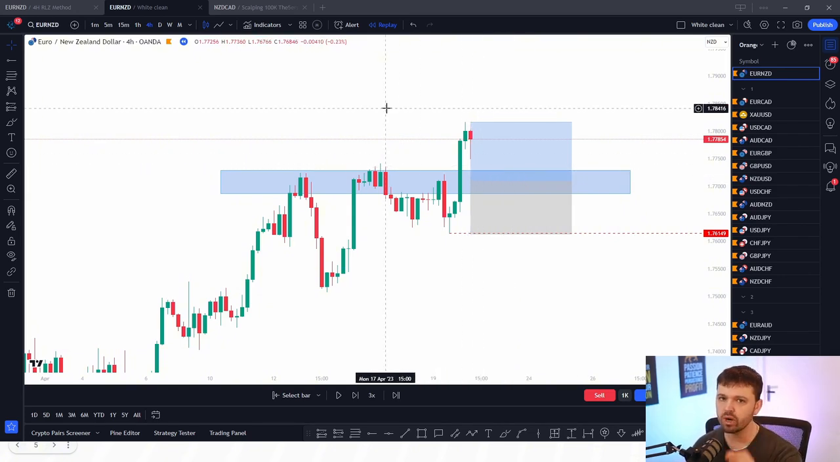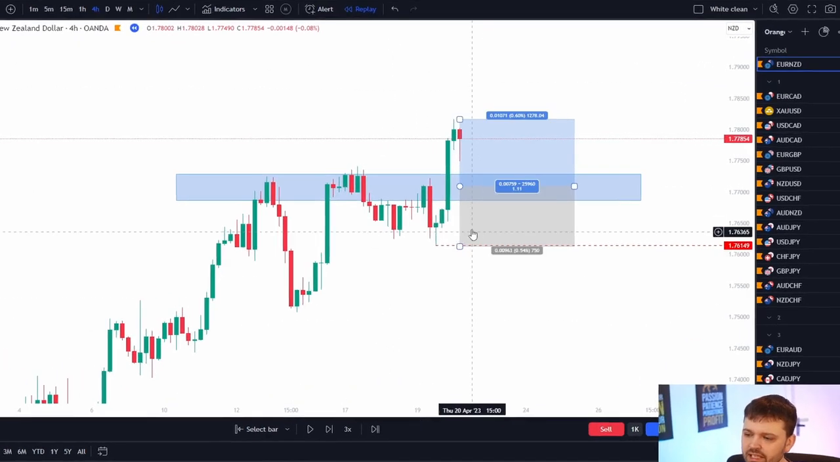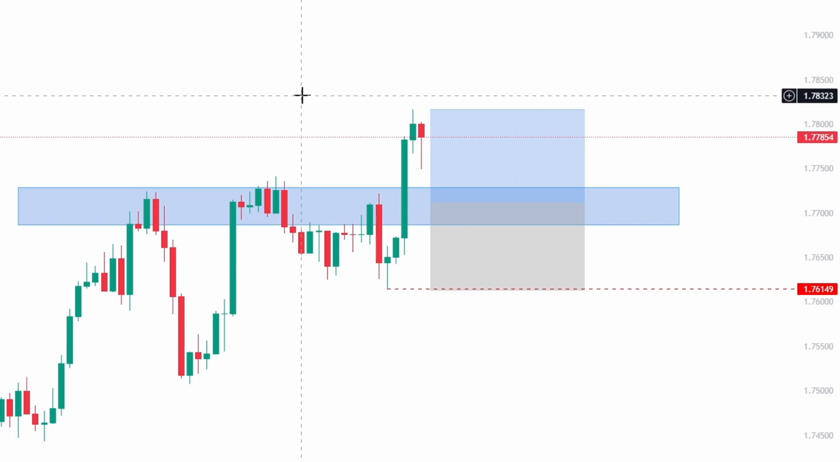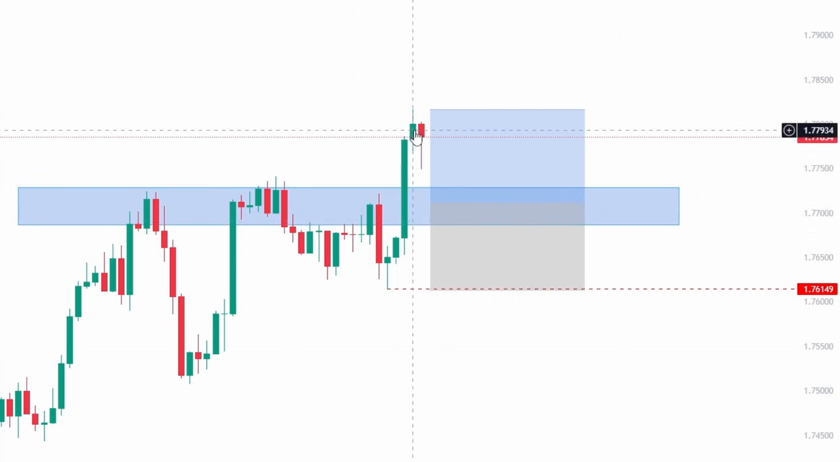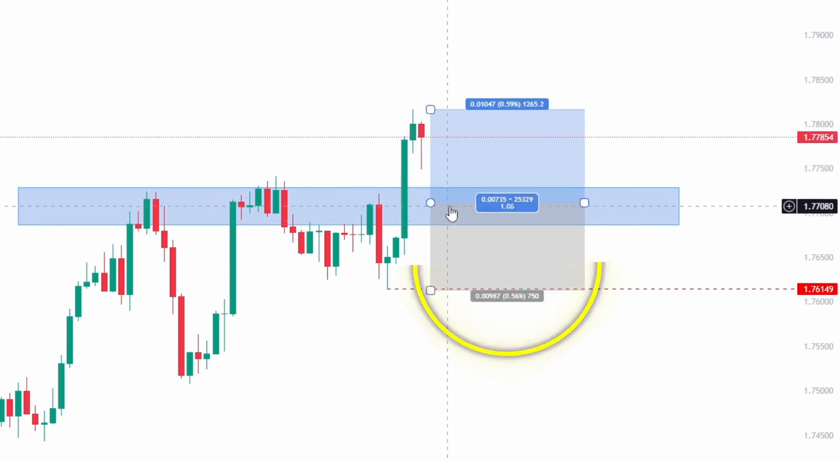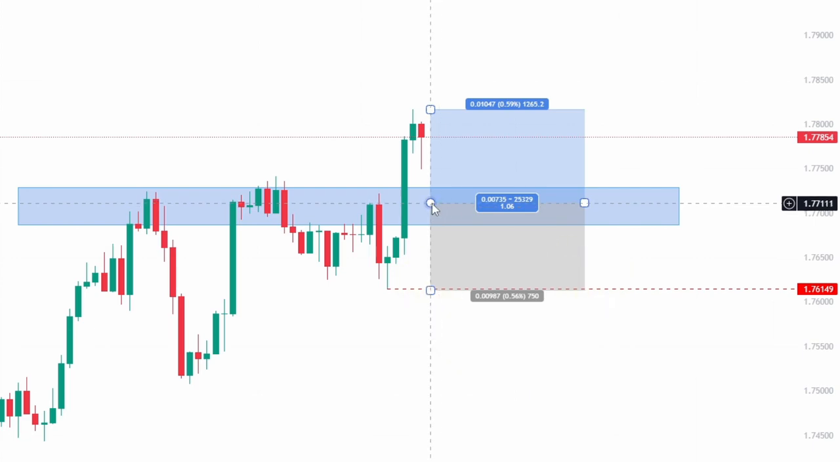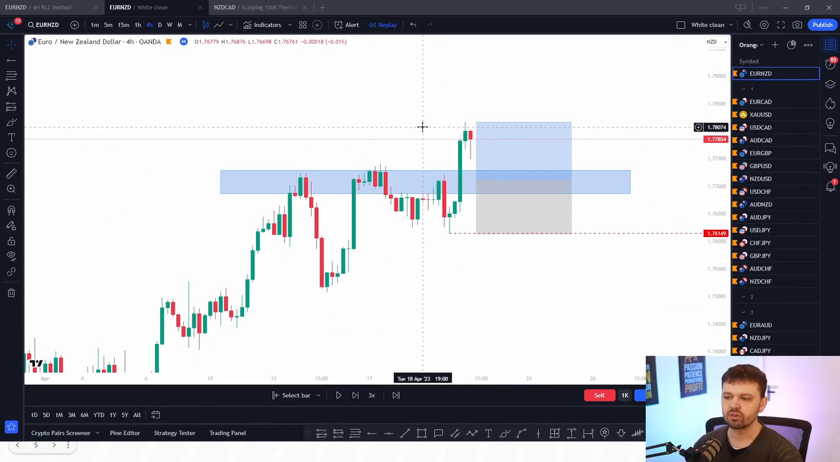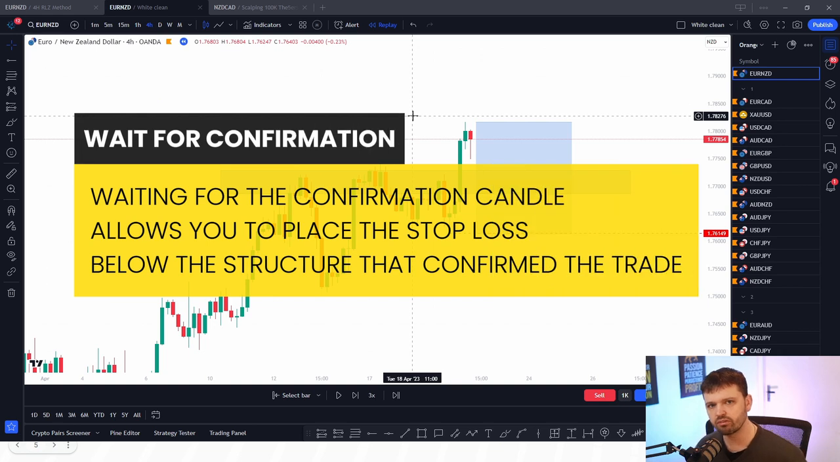But if you wait for confirmation, remember we talked about you can place your limit orders right here, because now you know you have the breakout, and if price hits this level, you have a clean rounded retest. So you can place limit orders for a trade like this, or you wait for confirmation. And the beauty of waiting for confirmation is you then have the option of placing your stop loss below the structure that confirmed the trade.